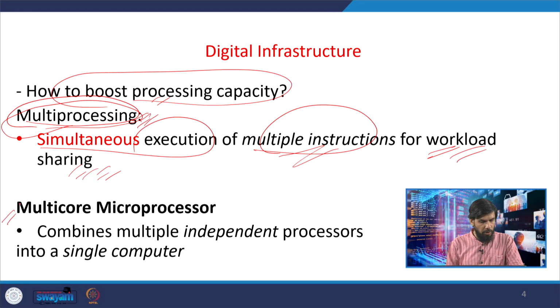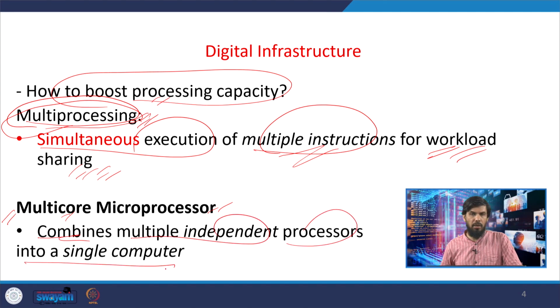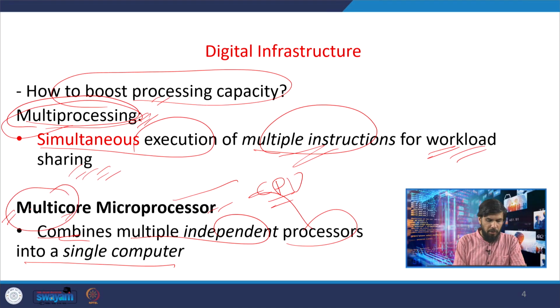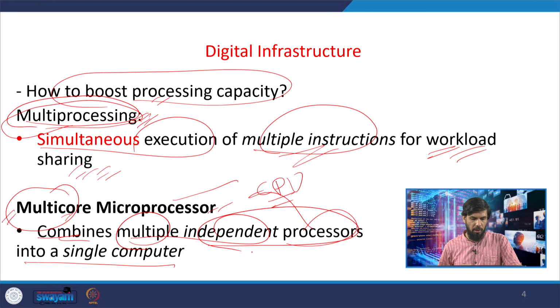Now we move on to the term multi-core microprocessor, right. So what is a multi-core microprocessor? This combines multiple independent processors into a single computer, right. By microprocessor or processor, we mean the CPU, the main processor that we talked about earlier. So when we say multi-core, that means multiple of those independent processors. If multiple processing cores are there, then we can support these multiprocessing architectures.